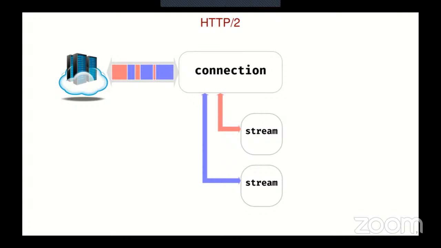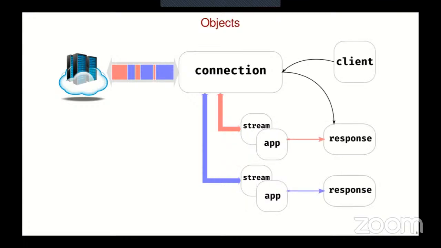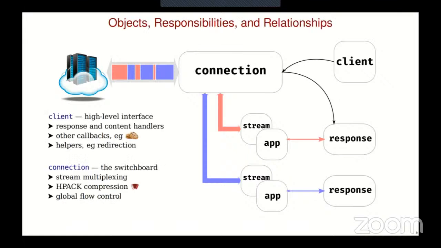Let's look at the implementation. Here are the objects involved in the implementation in this library. We have the client object. This is the one that you saw. This is the primary user visible object. Contains all the handlers and callbacks and helper functions for things like redirection.